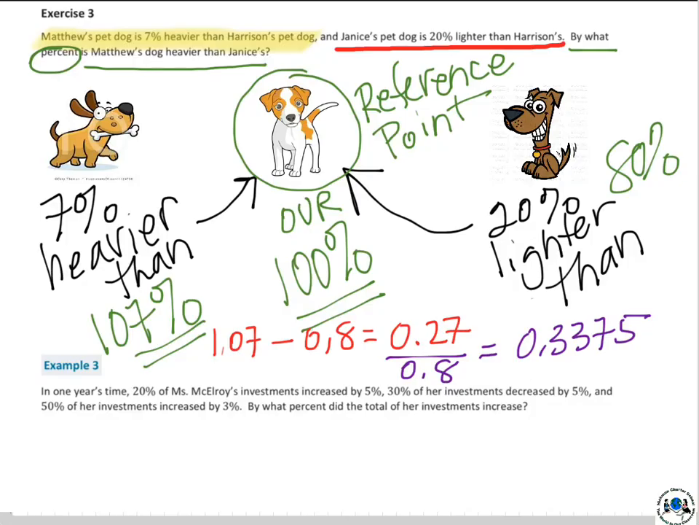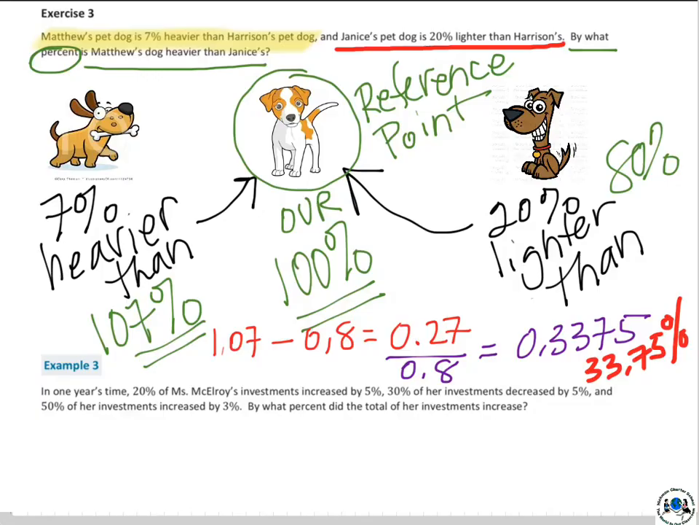And if we do that, Janice's skinny dog, our 80%, is our denominator, so 0.27 divided by 0.8 gives us 0.3375, which is very handily turned into 33.75 or 33 3/4%. Okay, so Matthew's dog is 33 3/4% heavier than Janice's little skinny thing.